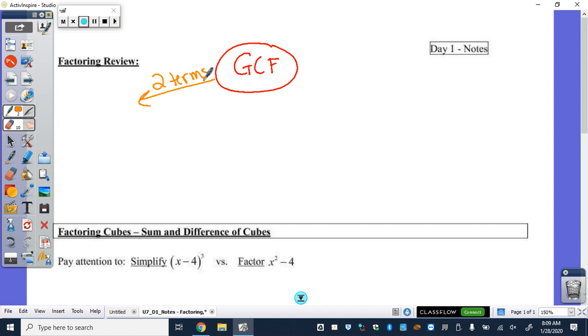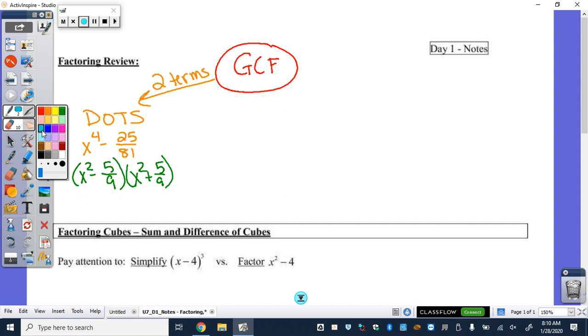If we've got 2 terms, we learned about difference of squares factoring, so that's our difference of 2 perfect squares. So for example, x to the 4th minus 25 over 81. That's an example of our difference of 2 squares. So this would factor into x squared minus 5 over 9, then x squared plus 5 over 9.